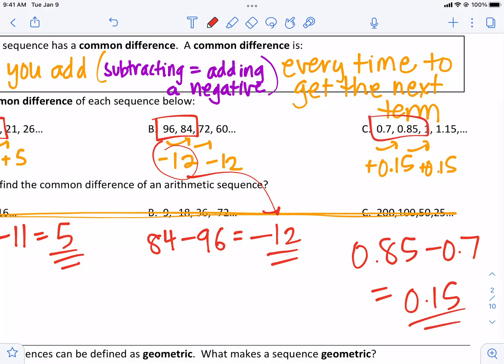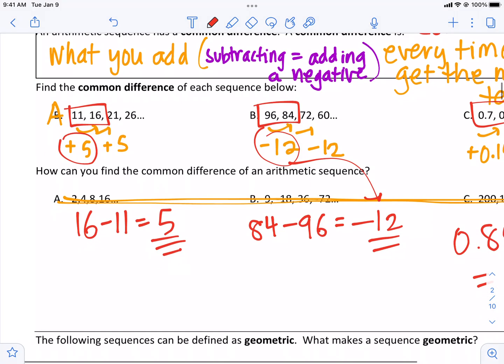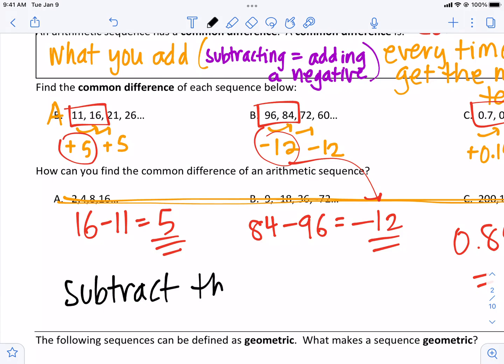So an easy way to find the common difference, I might shortcut that to CD, common difference, is to take any number and subtract the number before it. And that will give you the common difference.